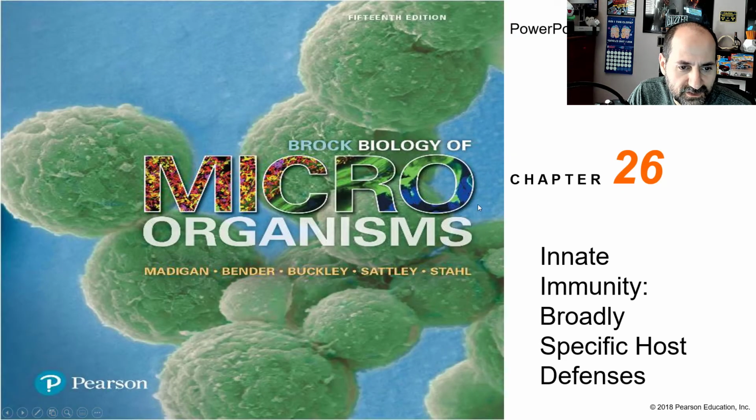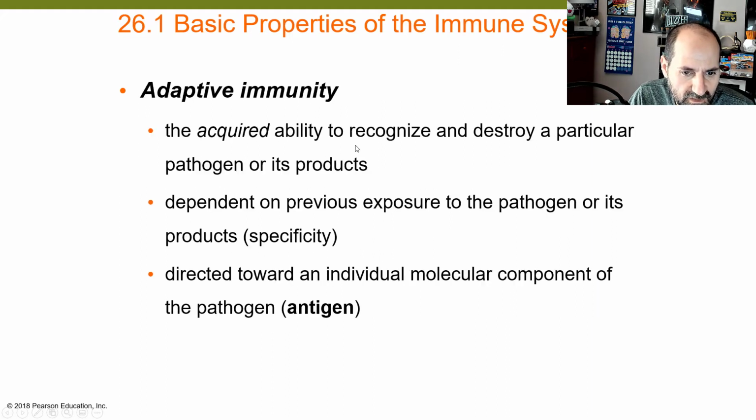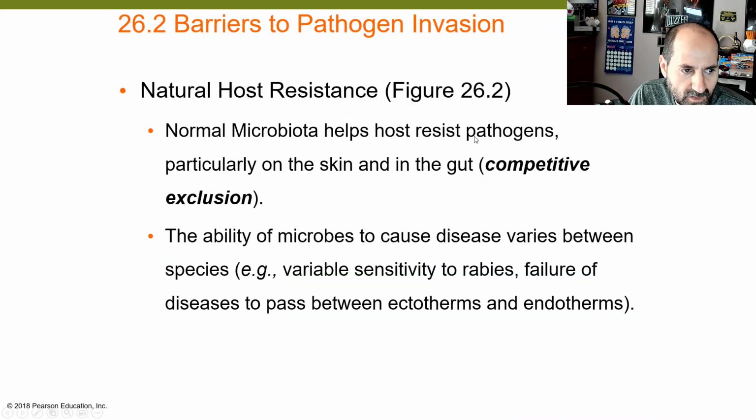All right, chapter 26. What are we doing here? This is innate immunity. Again, know all the words in bold. Innate immunity does not get better over time. The adaptive immunity does get better over time. It requires specific antigens. Then we have our dendritic cells, neutrophils, macrophages of the innate immune system versus the B cells and the T cells of the adaptive immune system.